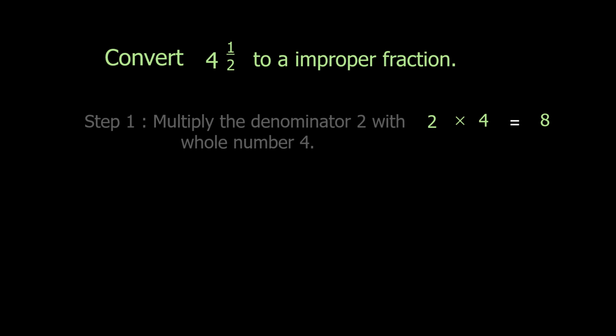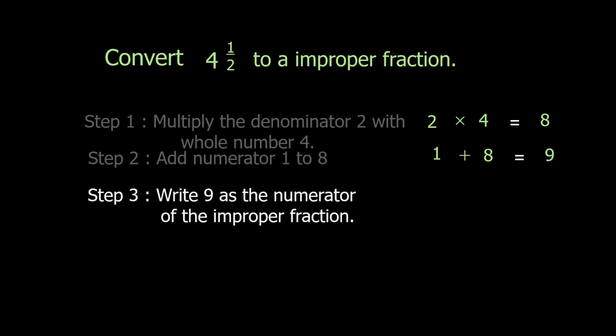Now second step. Second step is we should add this 8 with the numerator. Okay, so we should add this answer with the numerator. First multiply these two. 4 2s are 8. 8 plus 1 is 9. So that is the second step. So 8 plus 1 is equal to 9. So what is step 3?